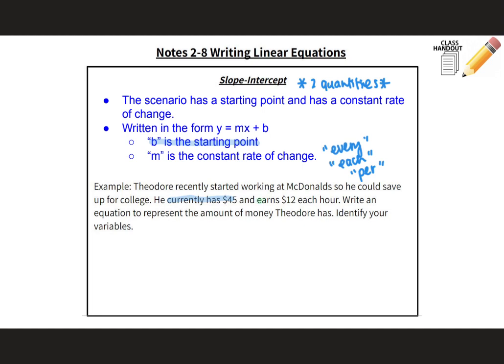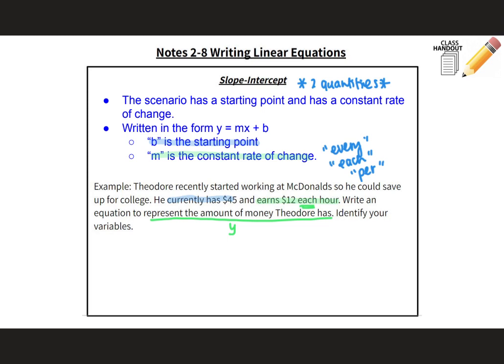Then it says that he earns $12 each hour. So there's that keyword each. That's going to be our constant rate of change. Now we can write it in slope-intercept form. What we're writing the equation for, the amount of money that Theodore has, is going to be y. That's our response variable, or our dependent variable.